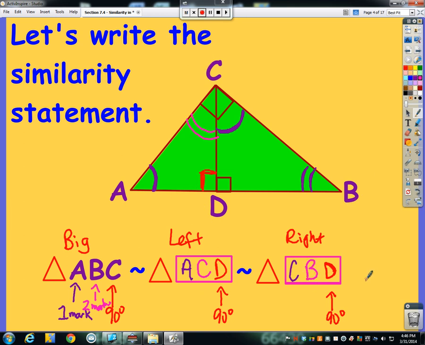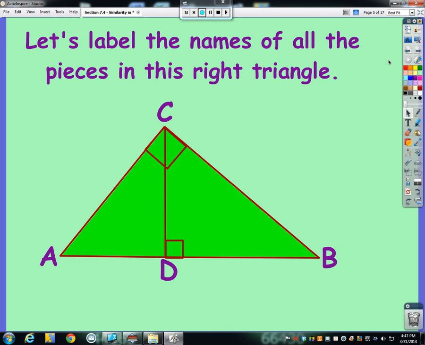So here's our similarity statement. Big triangle ABC is similar to smaller triangle ACD is similar to smaller triangle CBD. Okay, this is setting us up for what we're getting ready to do next here. So again, all three of these triangles, the two smaller ones and the big one, are all similar to each other. Now, before we can advance on, we need to give our sides some names here.